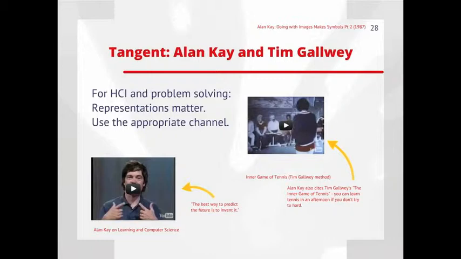Okay, so we're going to look at some videos, mostly credited to Alan Kay. On the bottom left here, this is Alan Kay on learning and computer science. This is a video from YouTube that came quite early. I think this is a digitized version from the 1980s.